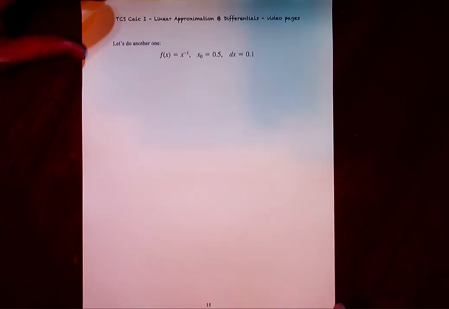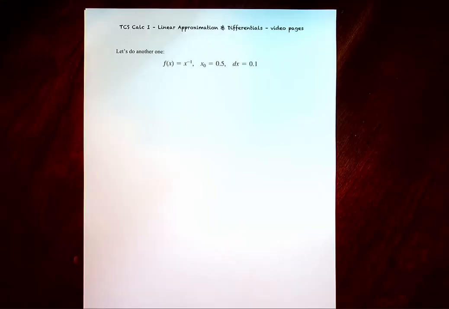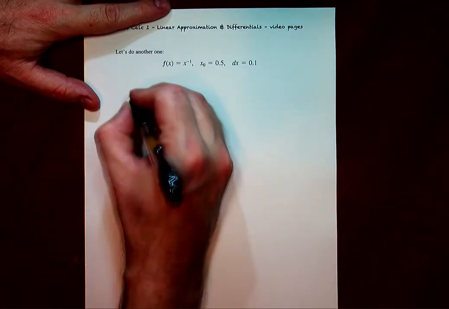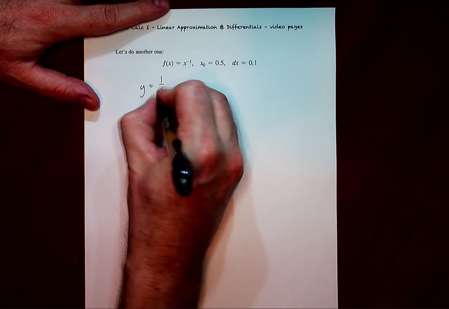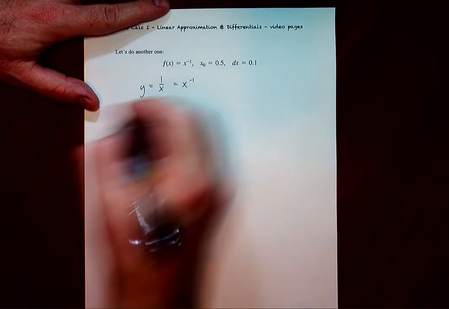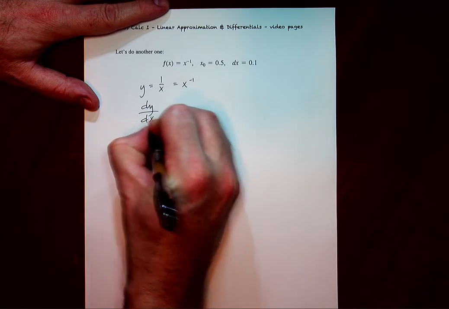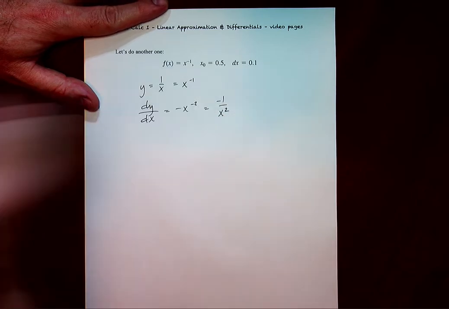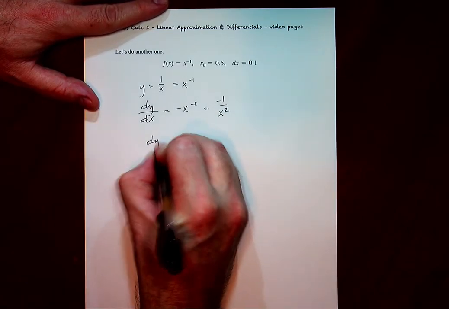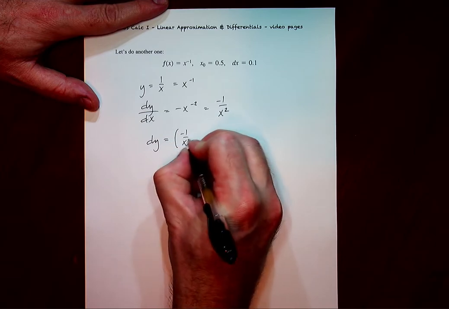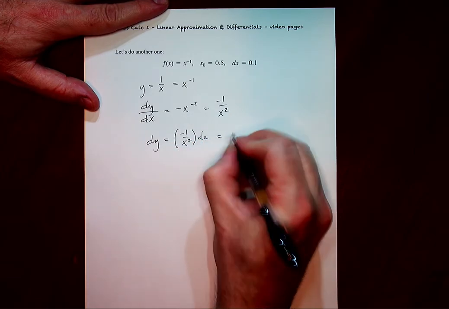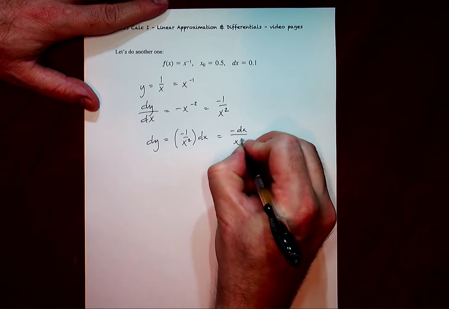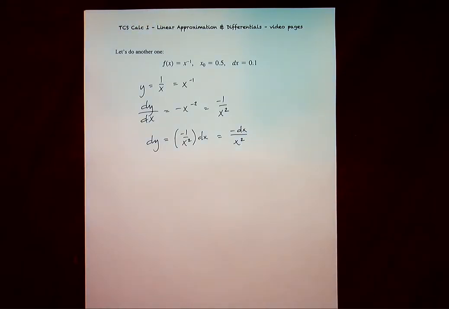All right, let's look at this one. We are given the function f of x is equal to x to the negative 1, and of course that's just the reciprocal function. That's y is equal to 1 over x. So if I have y is equal to 1 over x, or of course I can rewrite it as x to the negative 1, then dy dx is equal to negative x to the negative 2, or negative 1 over x squared. That means that dy is equal to negative 1 over x squared dx. And of course, if you want to, you can just put negative dx over x squared. You're going to be plugging numbers in anyway, right?